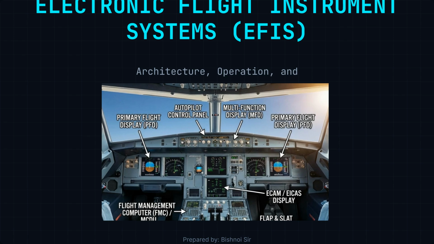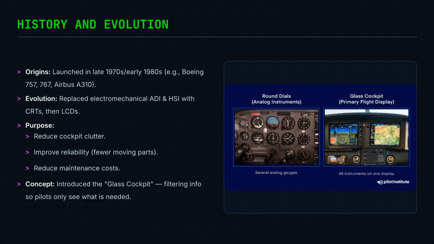Welcome to this video on Electronic Flight Instrument Systems, or EFIS. We will cover the architecture, operation, and maintenance of these critical systems. EFIS systems originated in the late 1970s and early 1980s, introducing the glass cockpit concept. The purpose was to reduce clutter, improve reliability by having fewer moving parts, and reduce maintenance costs.